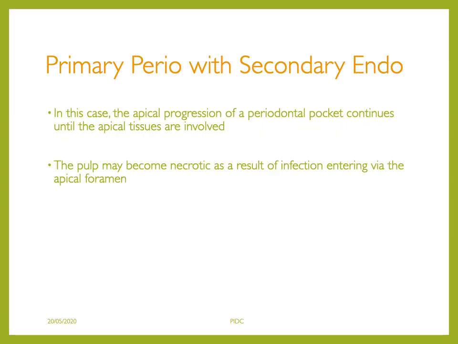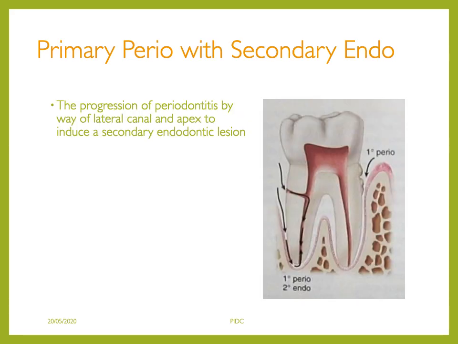Coming to primary perio with secondary endo. In this case, apical progression of the periodontal pocket continues until the apical tissues are involved. The pulp may become necrotic as a result of infection entering through the apical foramen. So primary perio occurs as a result of pathogens. If you leave it untreated, it progresses and involves the apical foramen. Through the apical foramen, it enters the pulp. So the progression of periodontitis by way of lateral canals and apex induces a secondary endodontic lesion.